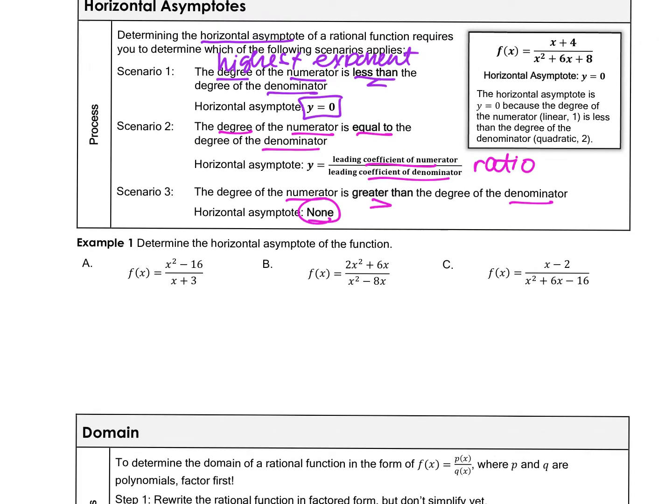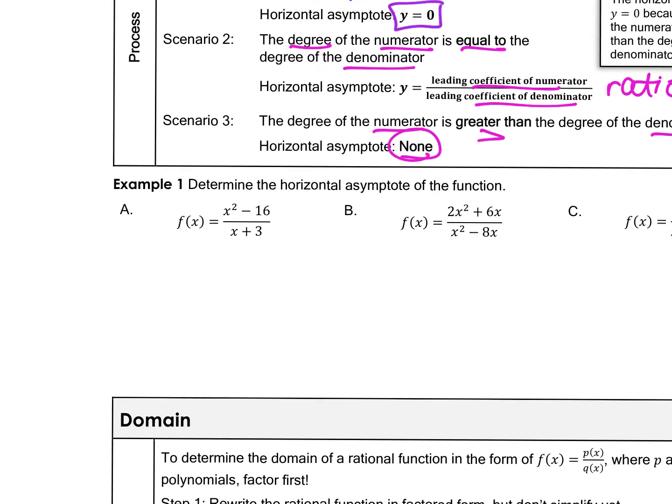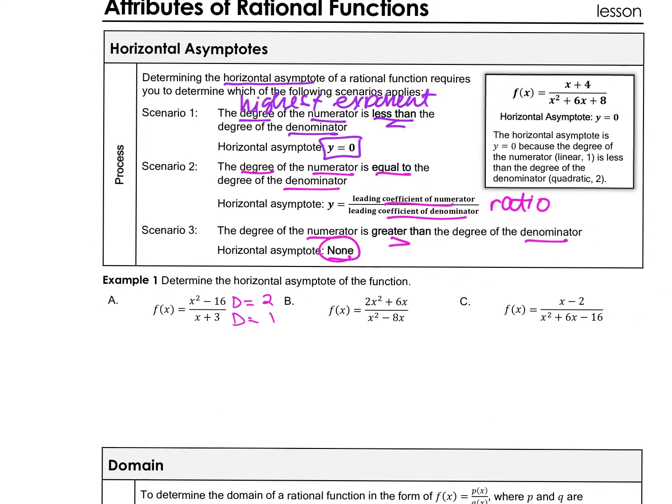Okay, so we are first going to look at our degrees. So the degree of the numerator would be a 2, and then your degree of the denominator is 1. If it's larger on top, remember, greater on top, there is not one, so you'll just write none.